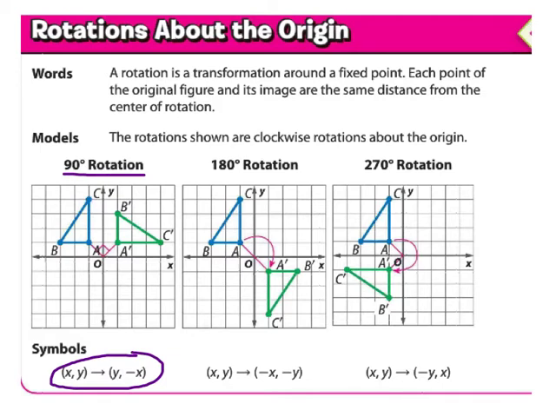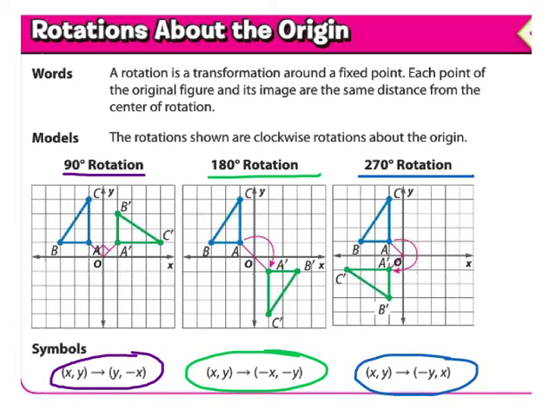It goes from x, y. You flip the x and the y numbers, and the x becomes negative. For a 180-degree rotation, the x and the y stay the same, but they both are multiplied by -1. And then 270 goes almost all the way around; 360 would be all the way around. For a 270, you flip the x and the y numbers and multiply the y times -1.